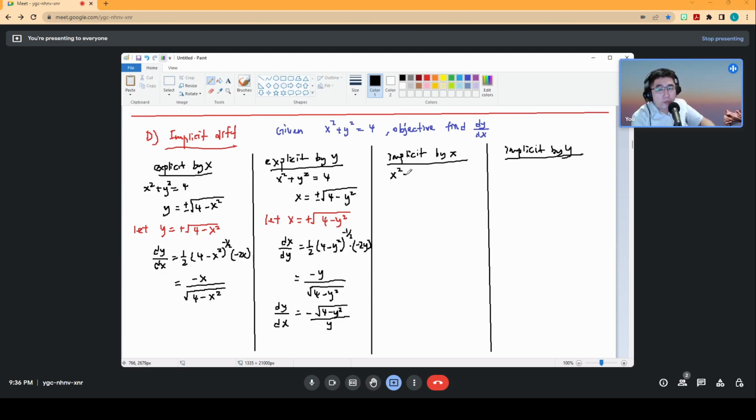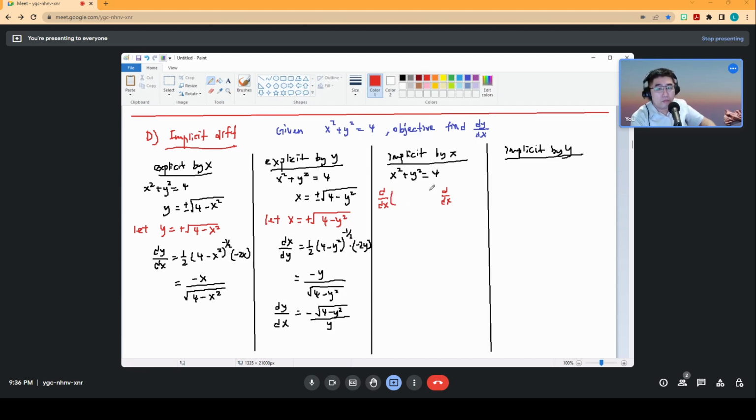So, x squared plus y squared equals 4 for the third column. Okay, same question. But this time, I'm not going to do any rearranging. I'm going to do it straight away by d dx on both sides. So I'm going to do d dx here, and d dx here.